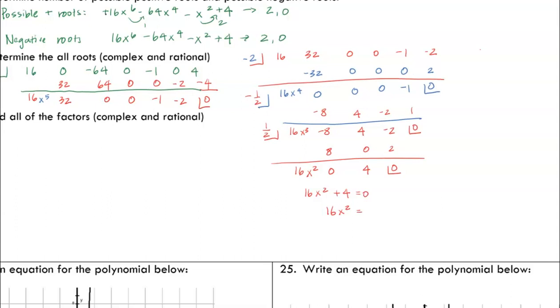16x squared equals negative 4. X squared equals negative 1 over 4. Square root of x squared equals square root of negative 1 over 4. It's going to be plus or minus. So x equals plus or minus i to the square root of 2.